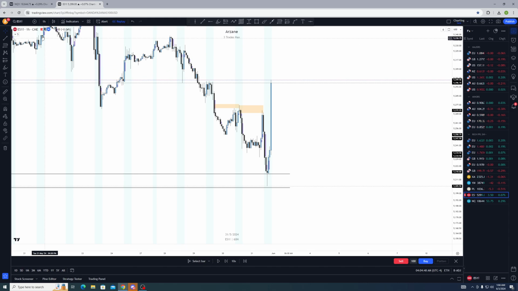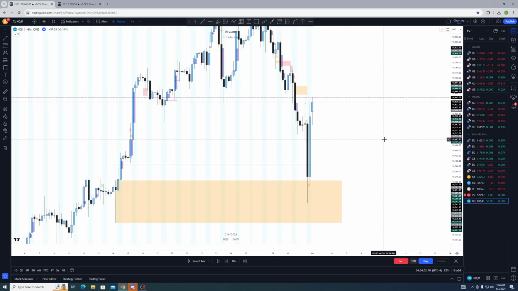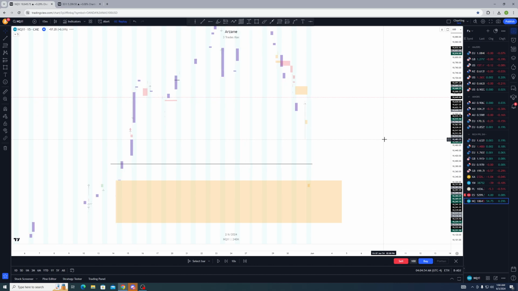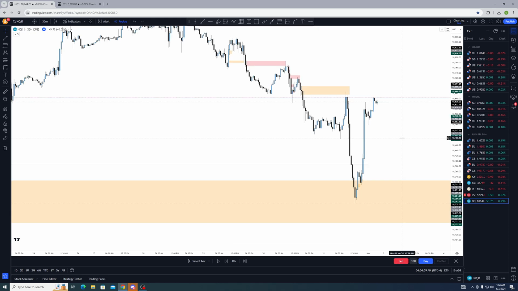Almost every time ES moves, NQ follows. I don't really look at SMT. I don't find a need for it. All I really look at is the higher time frame candle closures and stuff like that.